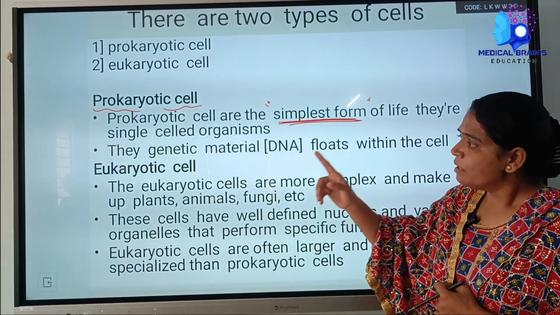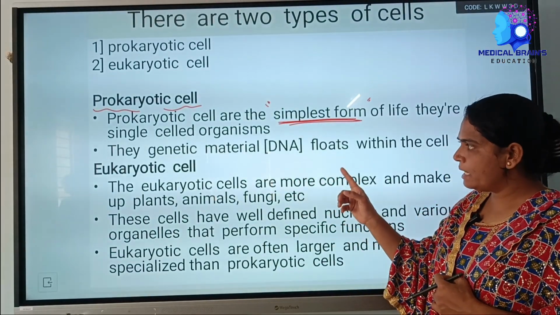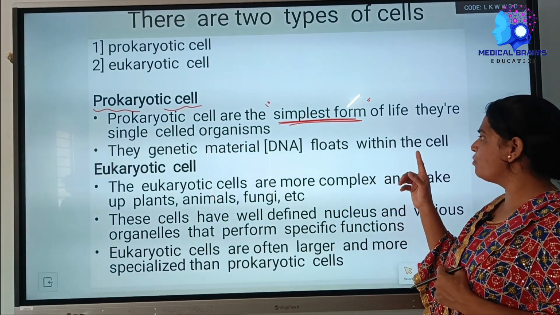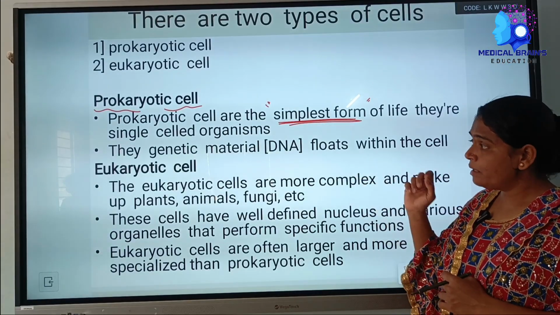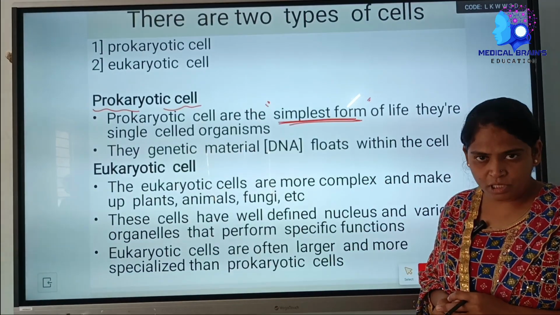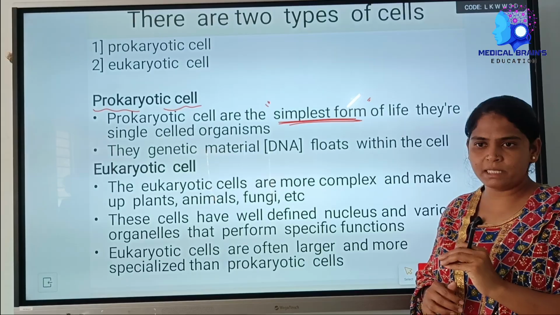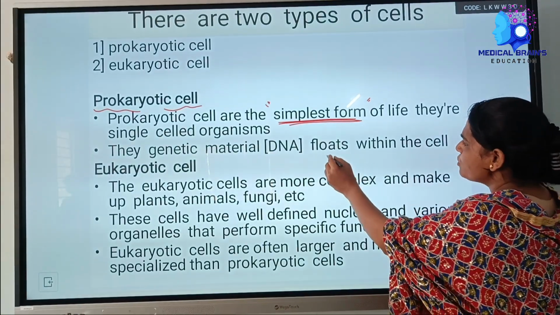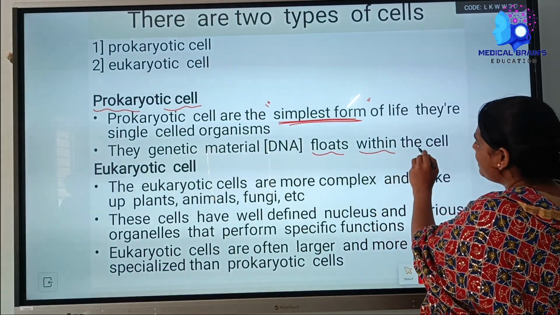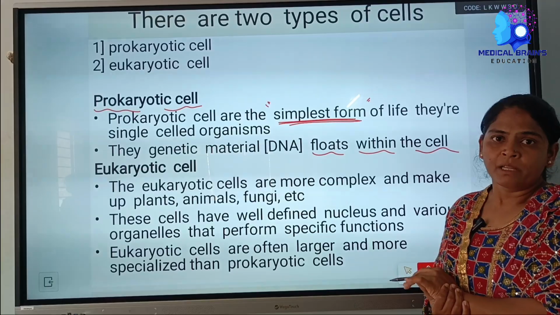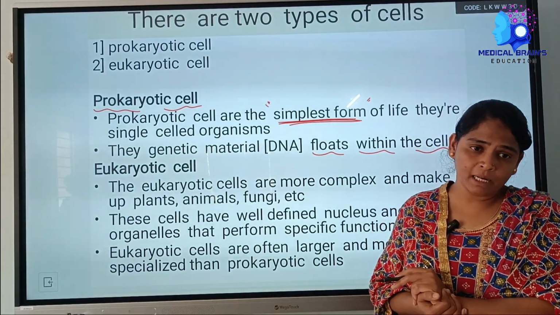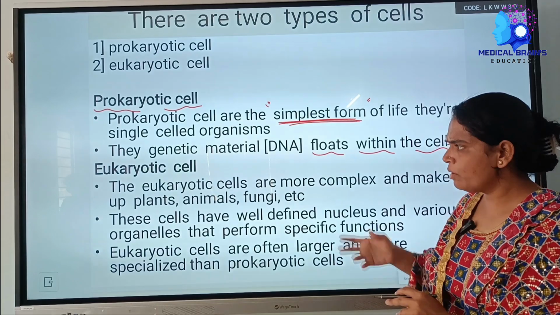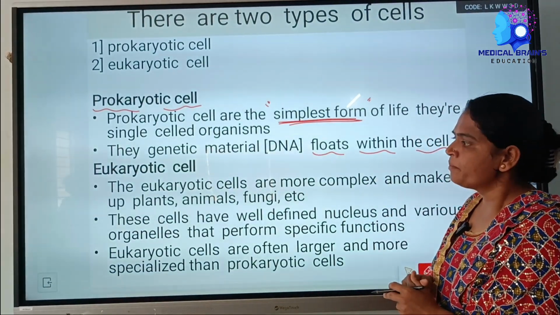Now another point: their genetic material is DNA, which floats within the cell. Deoxyribonucleic acid, whose short form is DNA, floats within the cell, right? So prokaryotic cells contain genetic material as DNA. Now what about the eukaryotic?